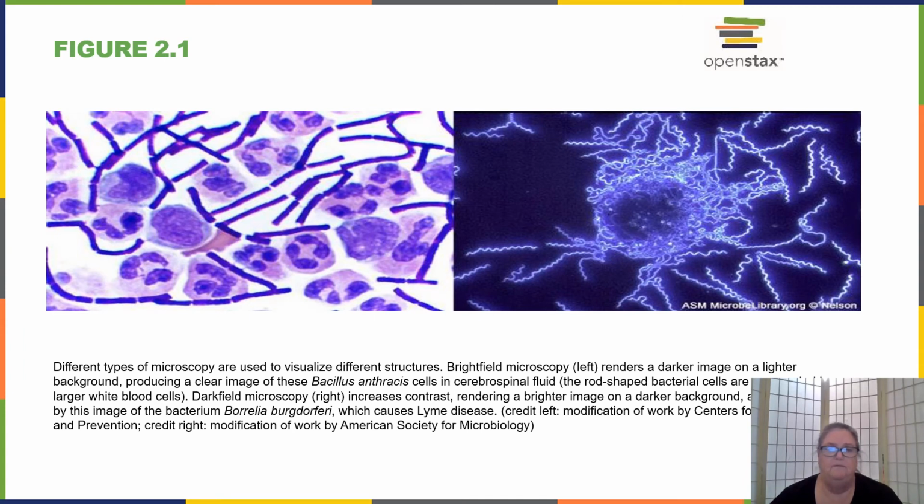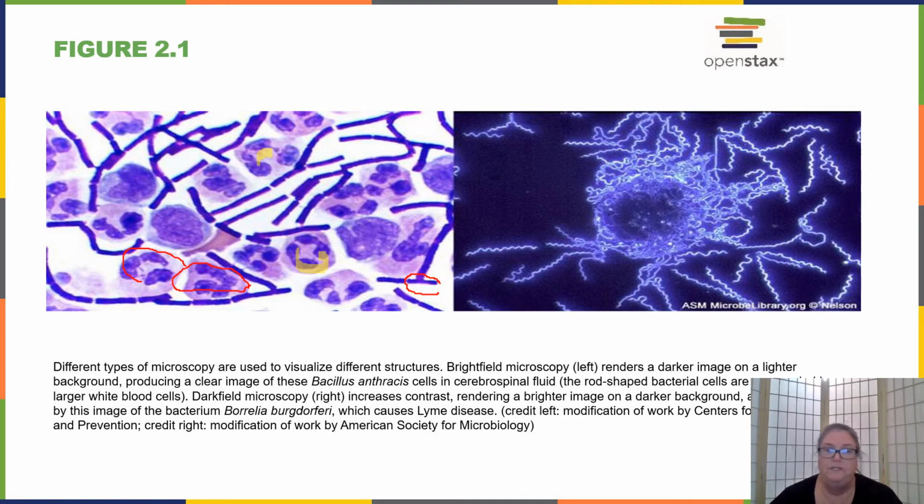Here we see an infection. These cells are white blood cells from a human. This was extracted from cerebrospinal fluid, and there are rod-shaped bacteria in it. These rectangular cells are bacteria. These are human white blood cells, and we'll learn more about them when we get to blood. This was a sample taken from someone with an infection in the cerebrospinal fluid.